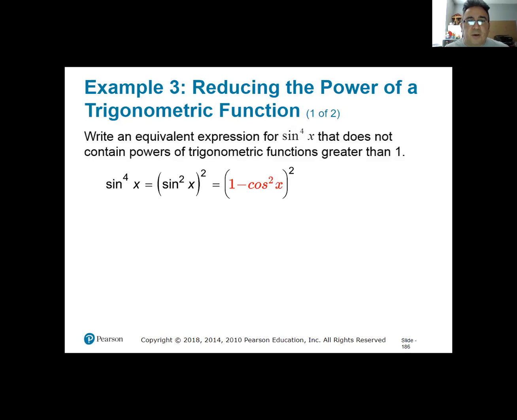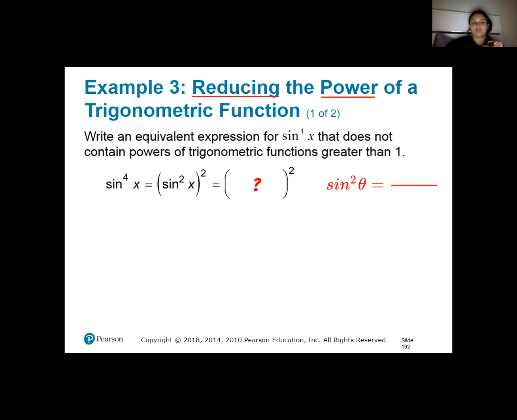No. Why not? Because it's not the power reducing formula. We need a power reducing formula, right? So that's not the appropriate one. We have to reduce the power. So what's a power reducing formula for sine squared of x? 1 minus cosine 2 theta over 2. So that's what I'm going to replace it with in the blank.